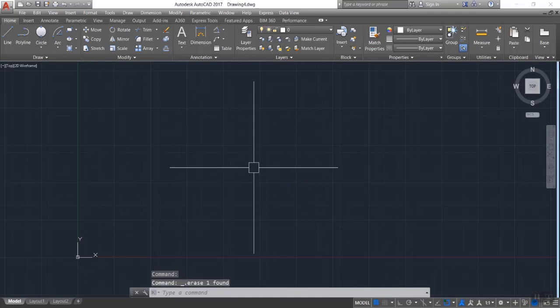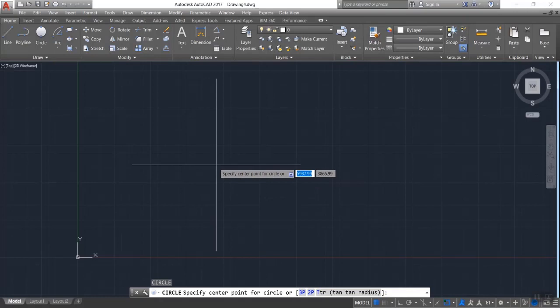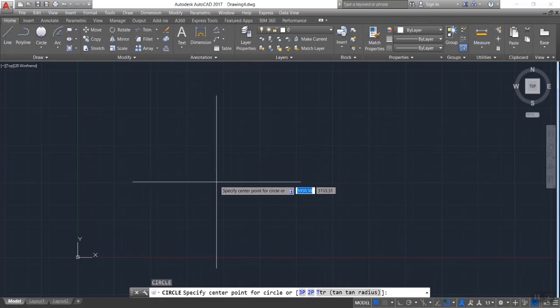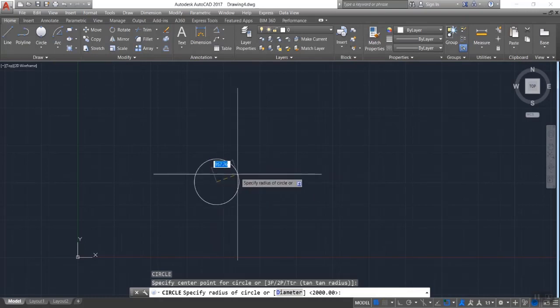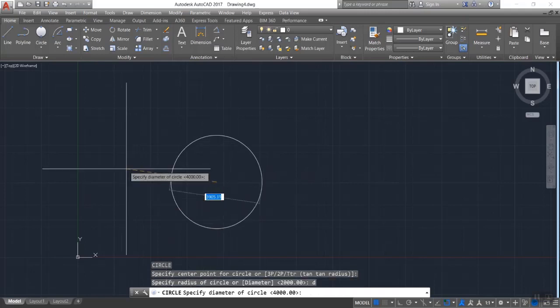The second one is diameter. Okay, so C enter, and then first we need to mention the starting point, and then instead of mentioning the circle radius, we enter d enter, so it will be diameter.